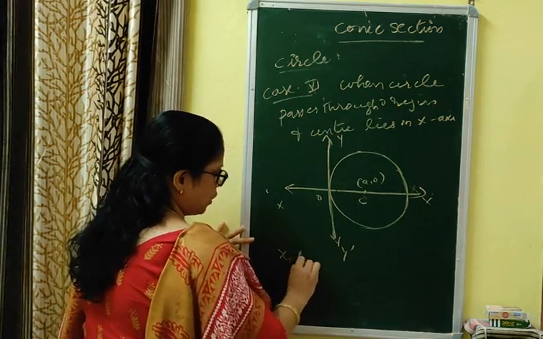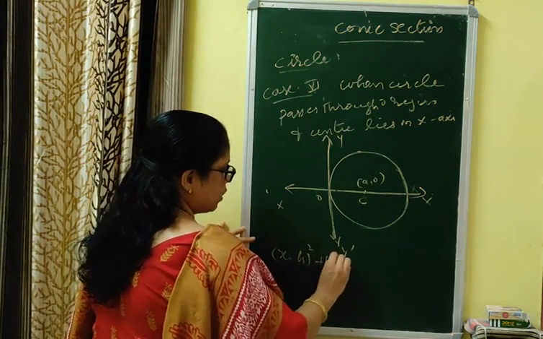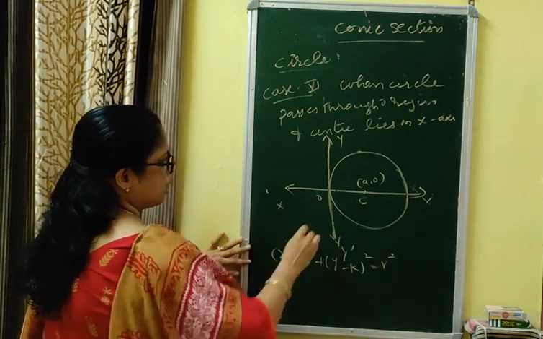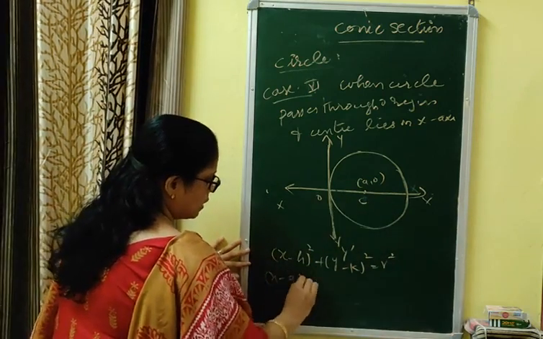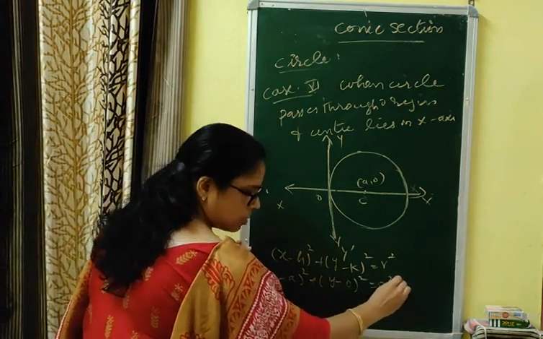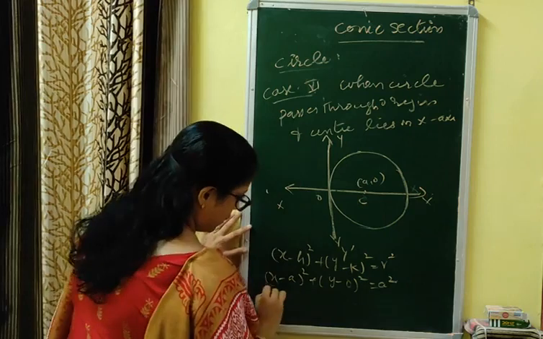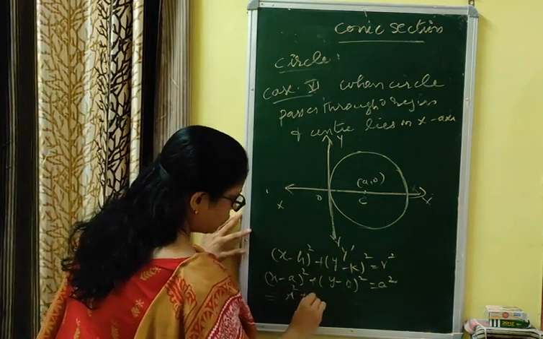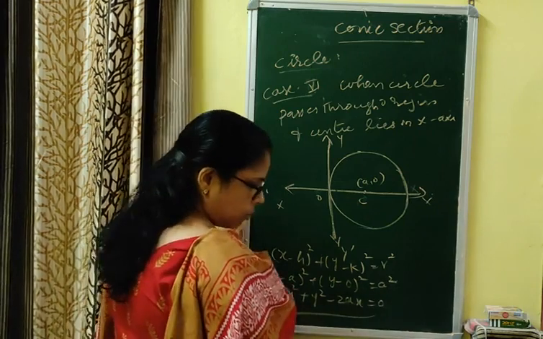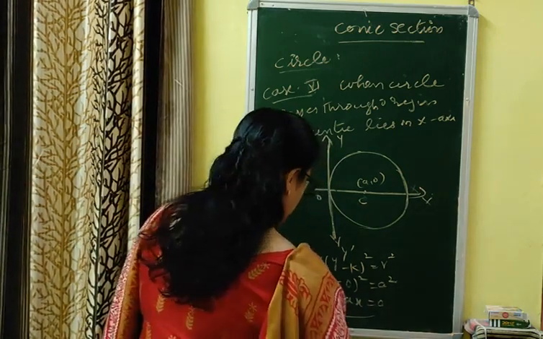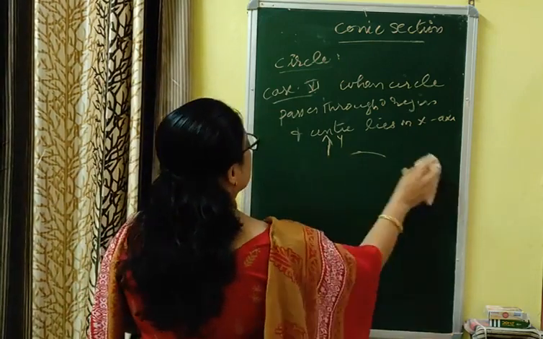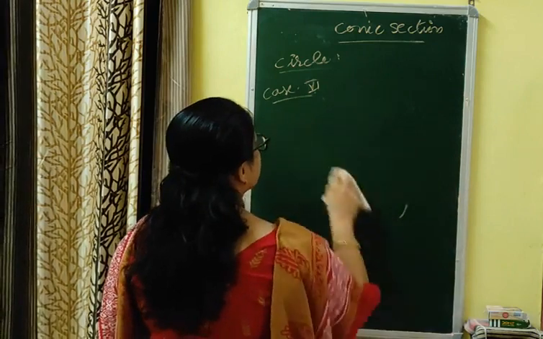By the central form of the equation of a circle, (x minus h) whole square plus (y minus k) whole square equals r square. h and k are replaced by a and 0. So (x minus a) whole square plus (y minus 0) whole square equals a square. Now by simplifying this, you will get x square plus y square minus 2ax equals 0. There is no term containing y, because both the squares get cancelled. Now the last form is case 7.